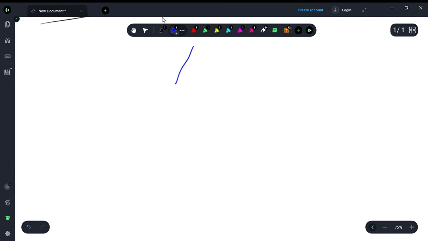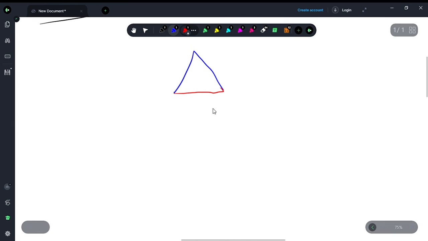So this side and this side are equal. Let me draw it nicely. Okay, let's suppose they are equal, and the other side is not equal. This is an isosceles triangle. So this is the equal side, this is A and A, and this is the unequal side, that is B.